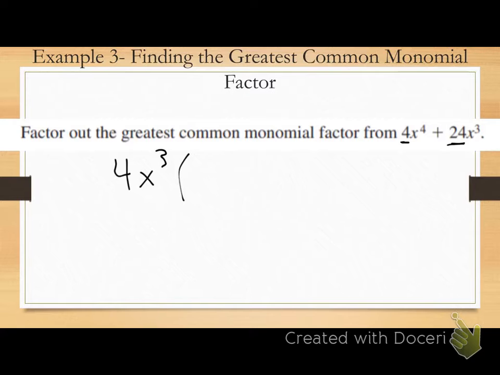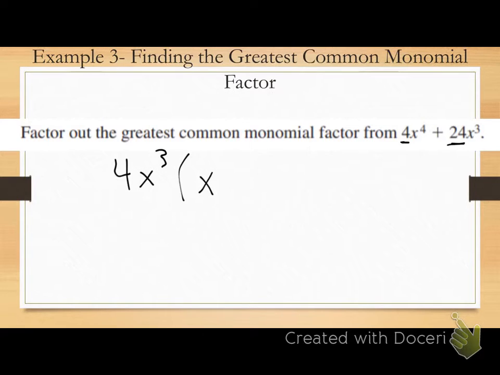Wait, what was the question again? 4x to the third. If I distribute this into the set of parentheses, what do I need here to make this 4x to the fourth? So 4x to the third times what would give me 4x to the fourth? It'd just be 1x, or just x.